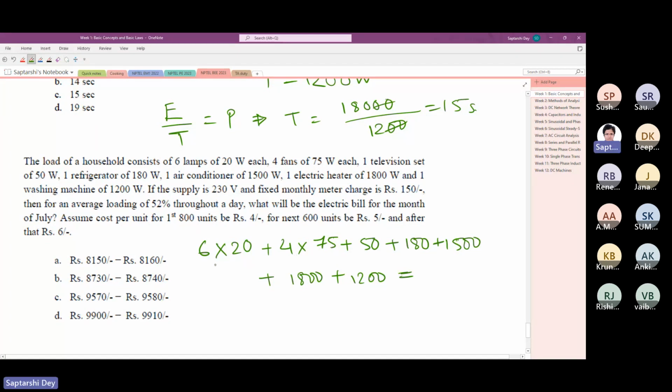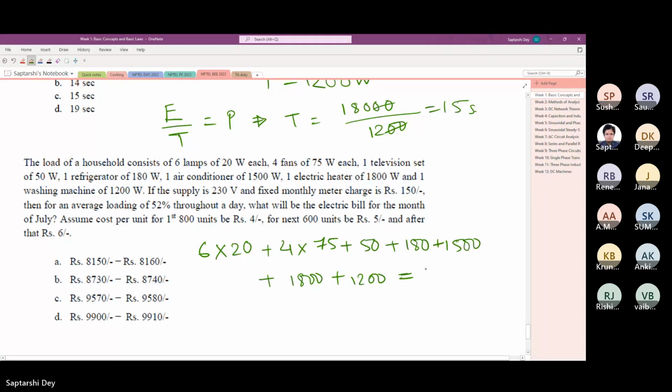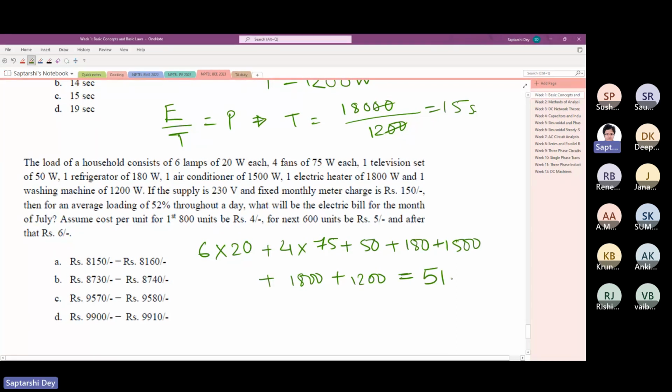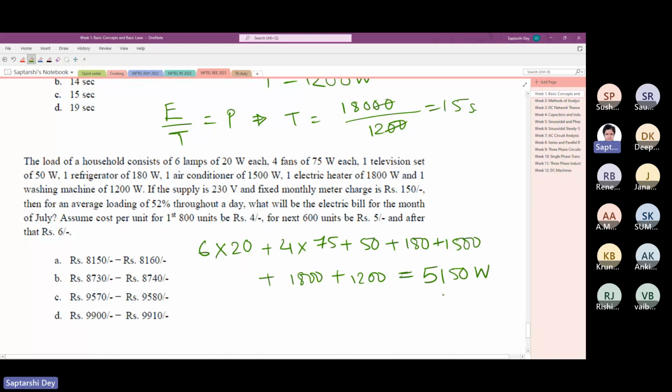150, 300, 120, 420, 500, 600, 650, 2150, 3150, 500. Once again, tell me the digits. 5150. 5150 watt.